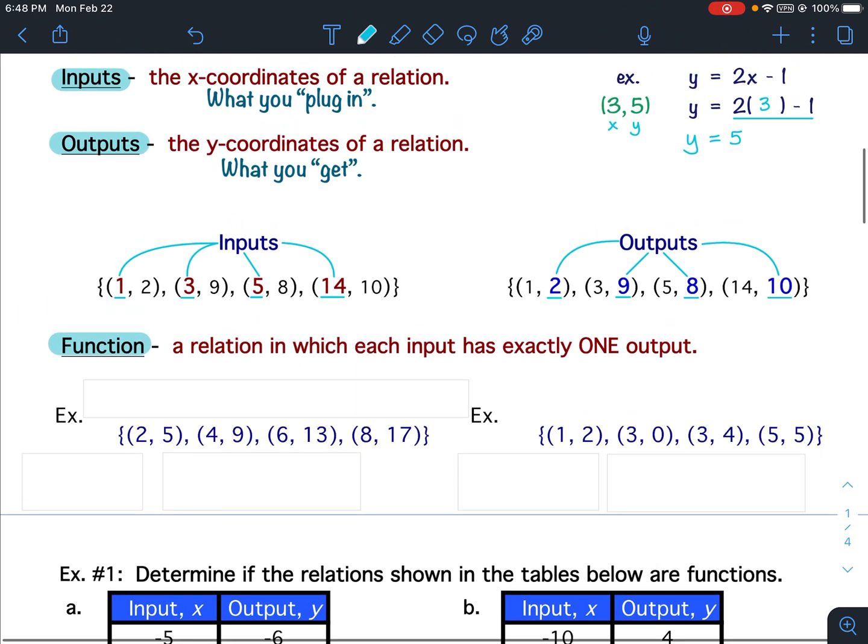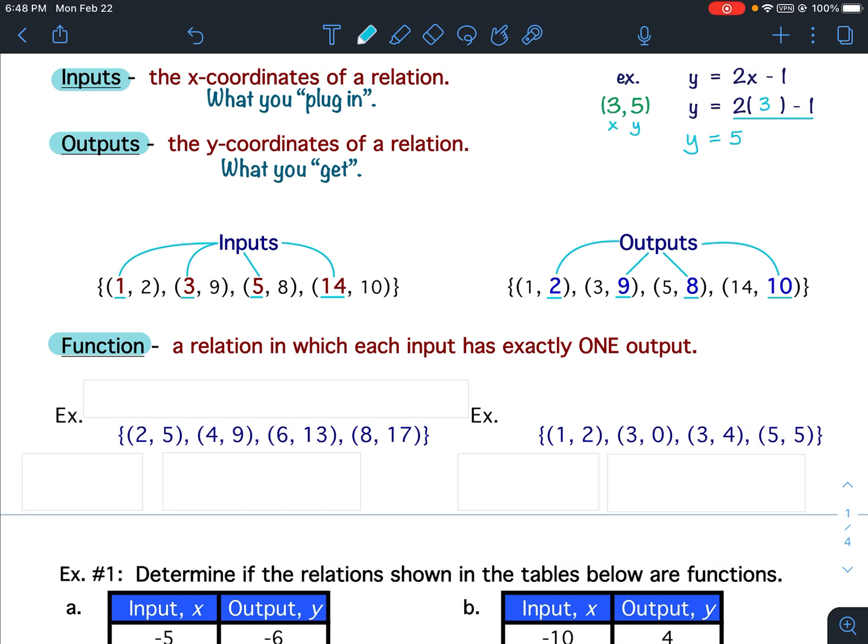So again, the inputs are your x-coordinates, the outputs are your y-coordinates. You'll hear me say inputs, you'll hear me say x-coordinates, you'll hear me say x values. All the same thing. Okay, so again, inputs are your x-coordinates, outputs are your y-coordinates.